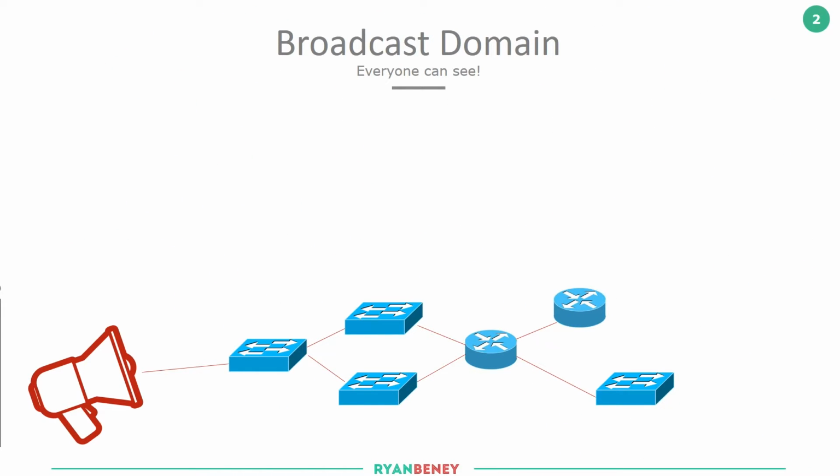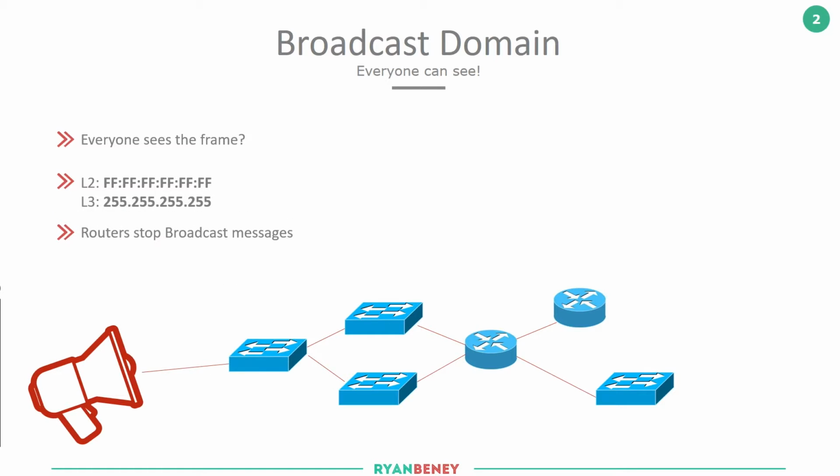A broadcast domain is how far a broadcast message, whether that's layer 2 or layer 3, can travel within a particular network. So, first of all, everyone inside the particular broadcast domain will see the frame. The traffic can be sent at layer 2 to all Fs, or at layer 3 to 255.255.255.255. And another key part about broadcast domains is routers stop the broadcast message.